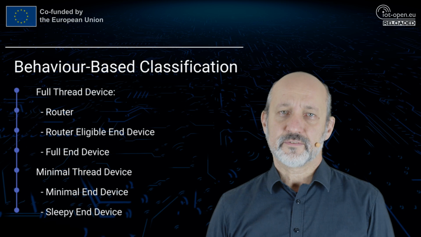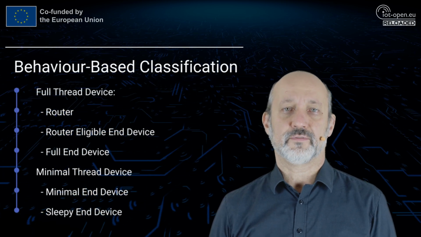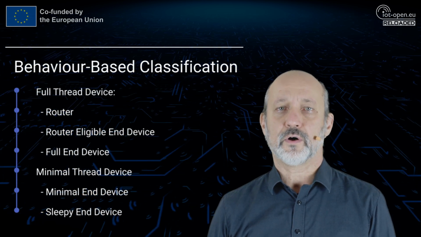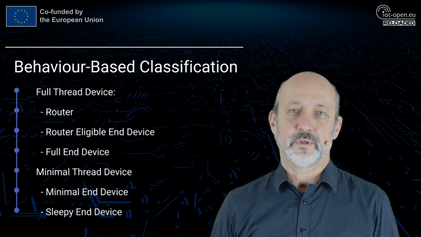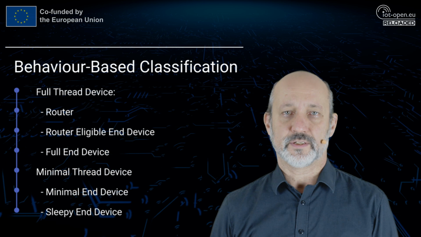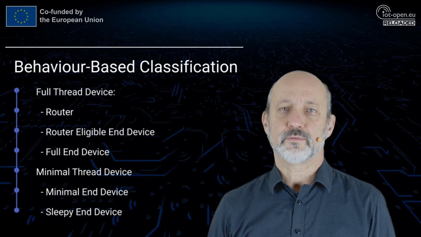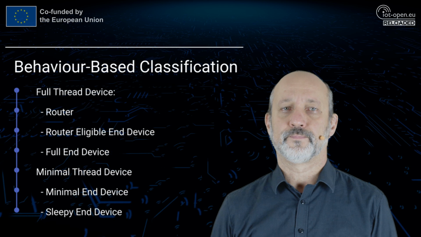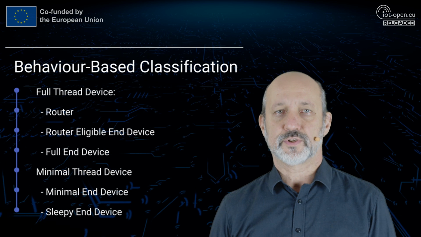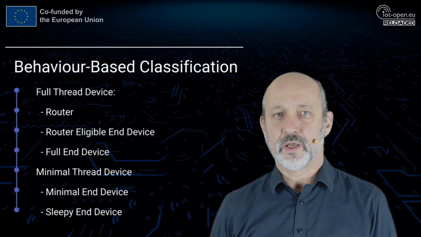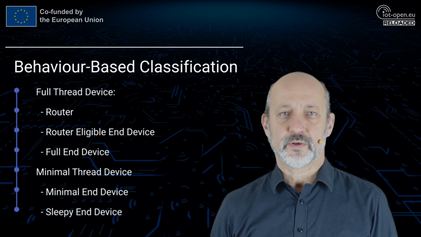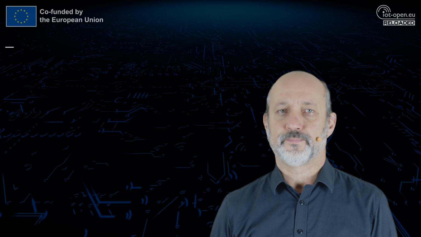There is also another division depending on the behavior of the devices. Full thread device, which keeps the radio always on. It can be a router, end node, which can change the role to a router, called router eligible end device, or full end device, which can't play a router role. Minimal thread device, which can be minimal end device, whose radio is always on, or sleepy end device, which is normally switched off and can periodically poll for new data.